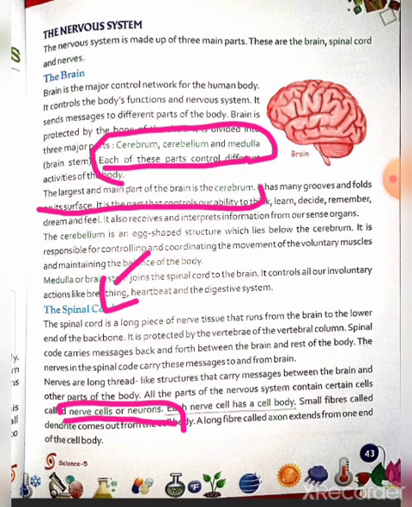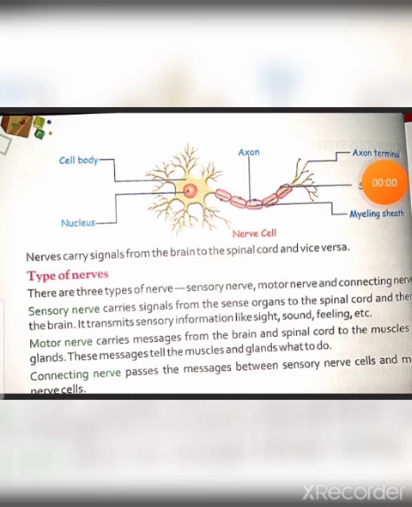Remember this. Each nerve cell has a cell body. See in the next page, there is a nerve cell. So this is the nerve cell or neuron. All of you have to draw this and send me the photos and identify the various parts. Cell body, nucleus. The center of the cell is called the nucleus. All of you remember this. And cell body, axon terminal, then Schwann cell and myelin sheath. All of you identify these parts and draw this nerve cell clearly and neatly.